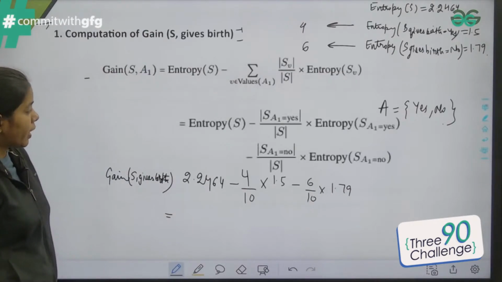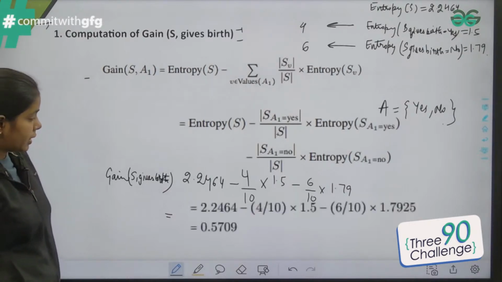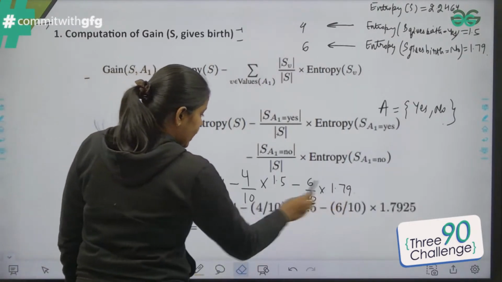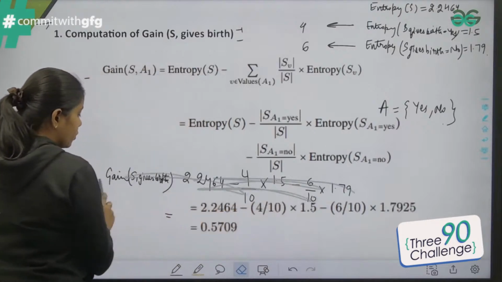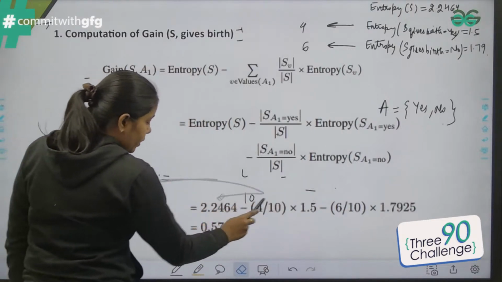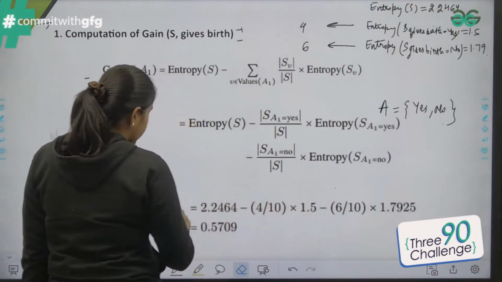So if I have solved it, okay, you can see that we have solved it exactly here. I have already solved it and written it here. So you can see that I got 0.5709.